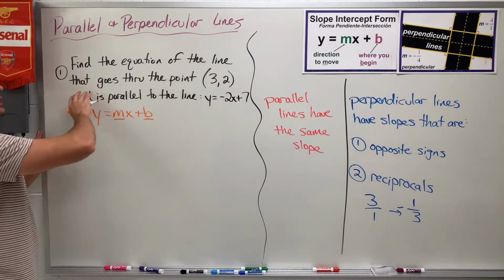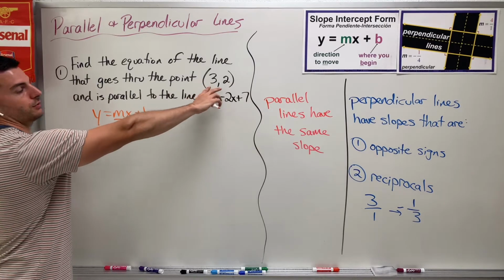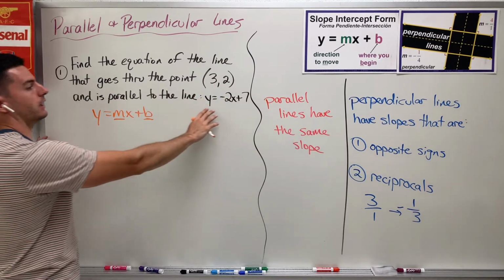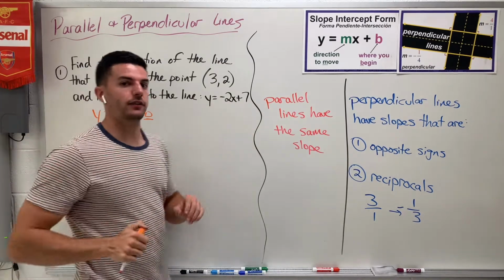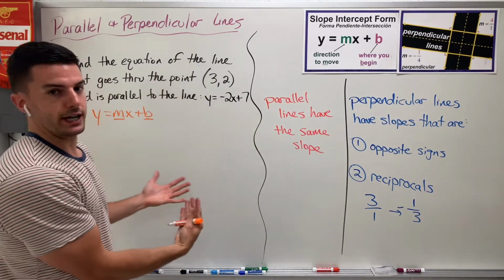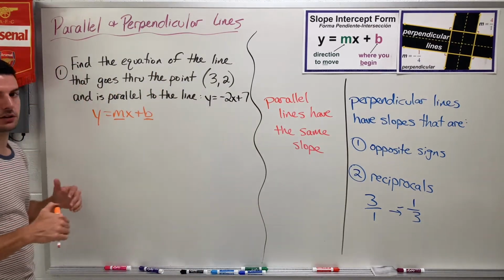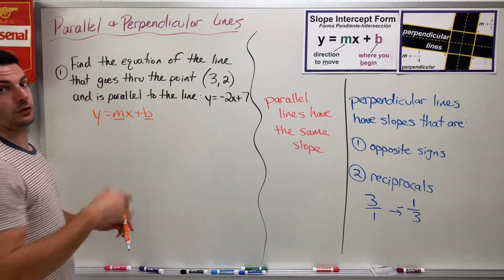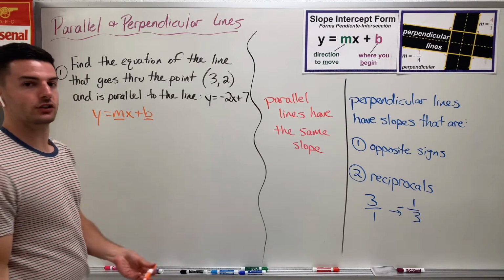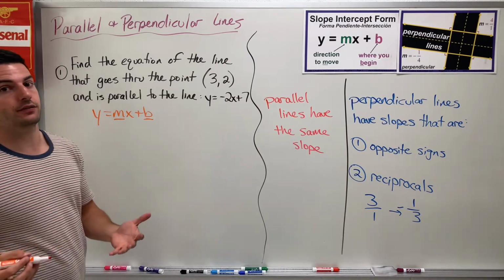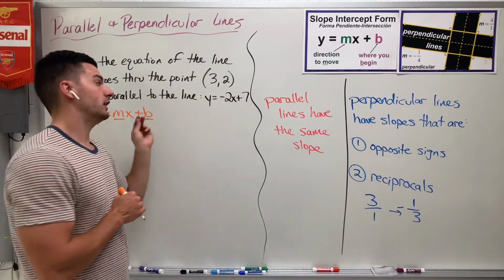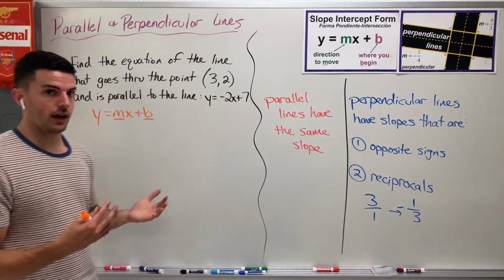So we have to find the equation of the line that goes through the point 3 comma 2, okay? And is parallel to the line y equals negative 2x plus 7, okay? So let's break down what it's giving us here, okay? So again, what we would look for is the slope and the y-intercept. Those are the things we need to answer this question, okay? Does it give us either of those? Well, not directly, right? It doesn't say the slope is this and the y-intercept is this. It doesn't say that, okay?